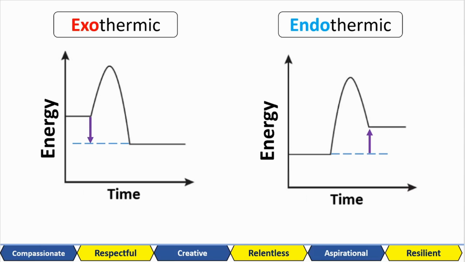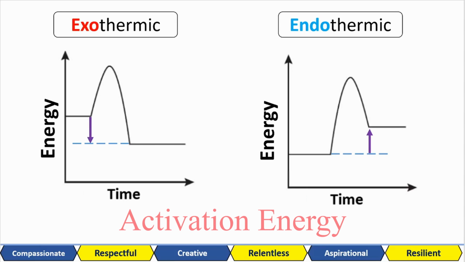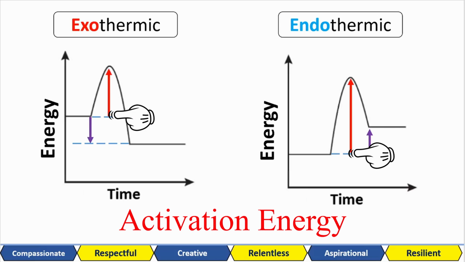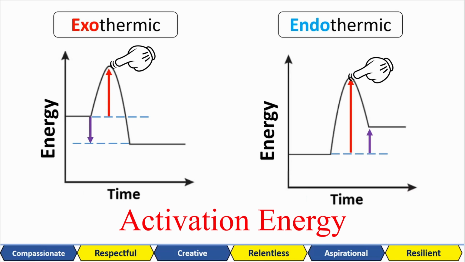The next label you need to accurately identify is the activation energy. This goes from the reactant level to the peak of your curve. The best way to do this is to draw some dashed line from where your reactant level is and then draw a vertical arrow pointing towards your peak.